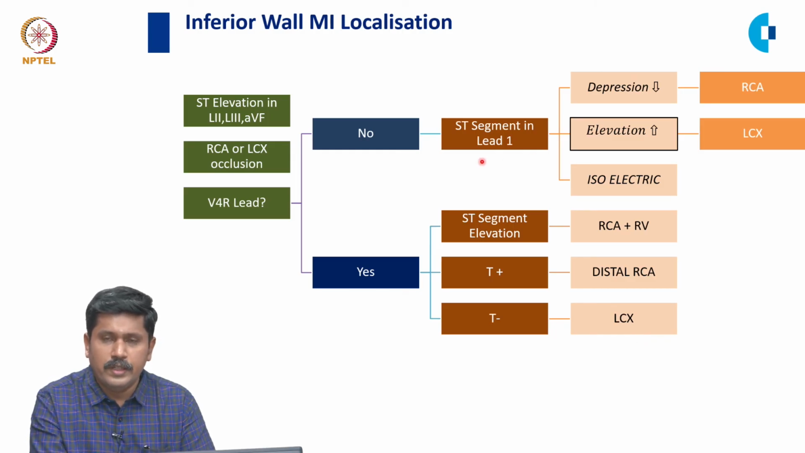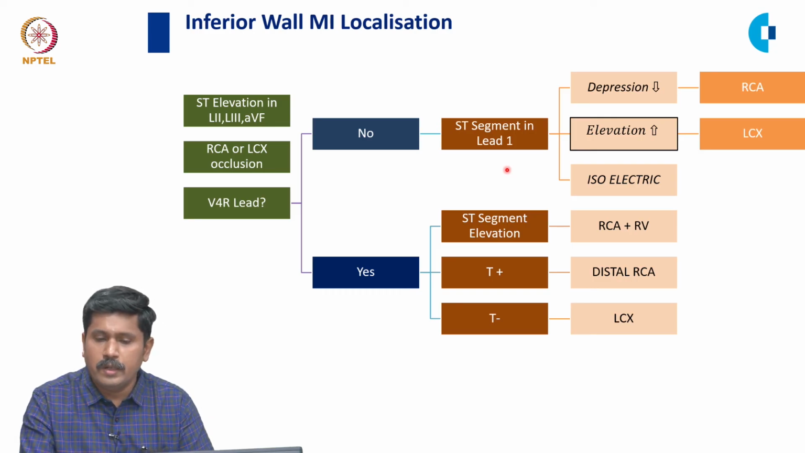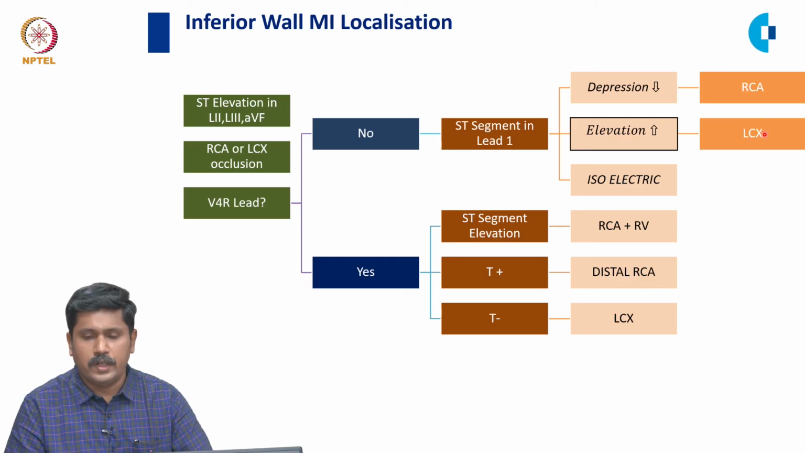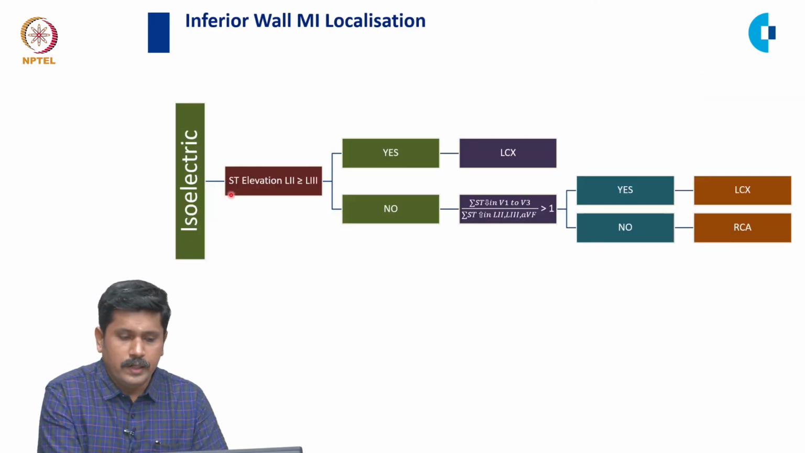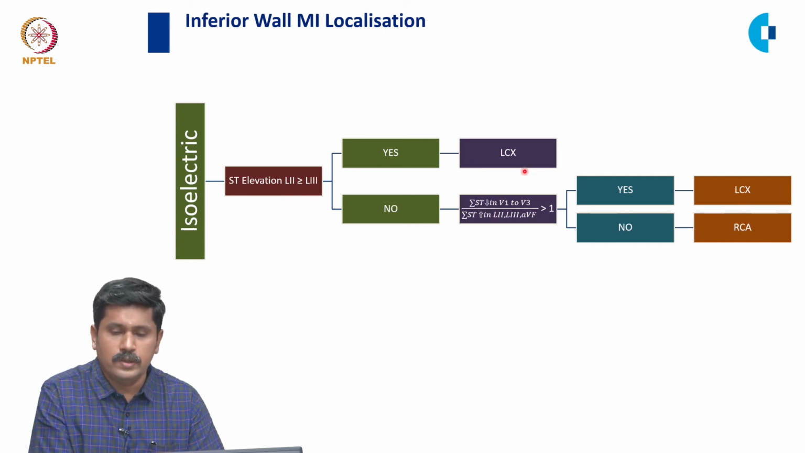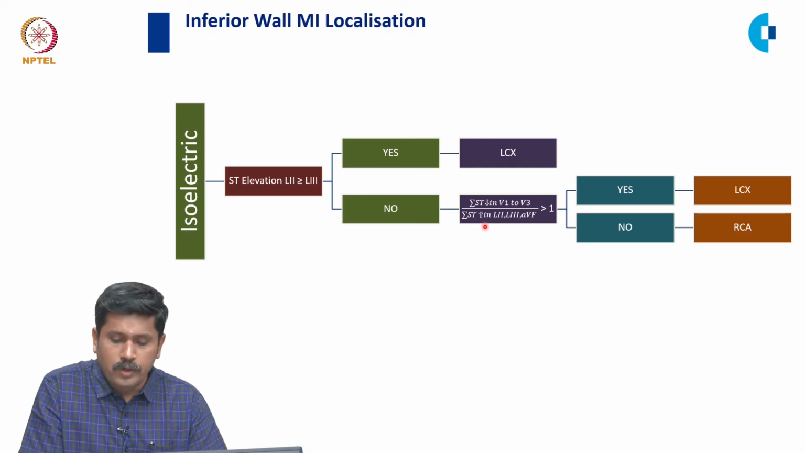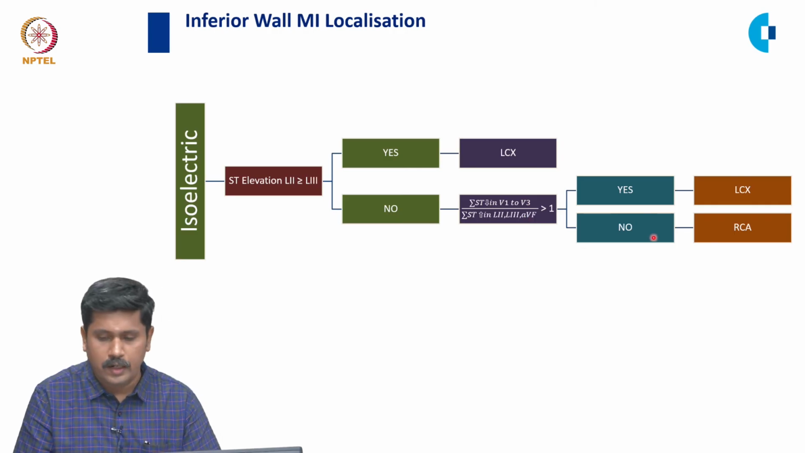If we do not have a right-sided lead, then look for ST segment changes in lead 1, whether there is a depression, elevation or isoelectric. If there is an ST segment depression in lead 1, it indicates the lesion in the RCA. If there is an ST segment elevation in lead 1, it indicates the lesion in the left circumflex artery. If it is isoelectric, we will go to the next algorithm. Whenever lead 1 is isoelectric, look for ST segment elevation in lead 2 more than or equal to lead 3. If it is yes, the diagnosis is LCX occlusion. If it is no, then look at the sum of ST segment depression in V1 to V3 divided by ST segment elevation in leads 2, 3 and AVF. If it is more than 1, then it is LCX. If it is no, it is a right coronary artery.